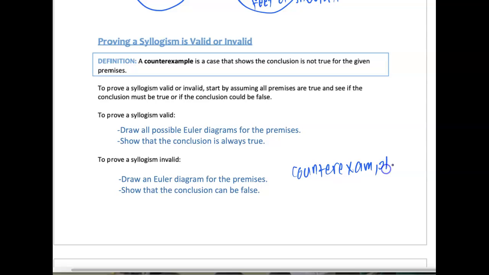It is the Euler diagram that shows the syllogism invalid, right? And then the syllogism is invalid all the time. Even if it works for some Euler diagrams, as long as you find that one where the conclusion is false, then the whole syllogism is invalid.